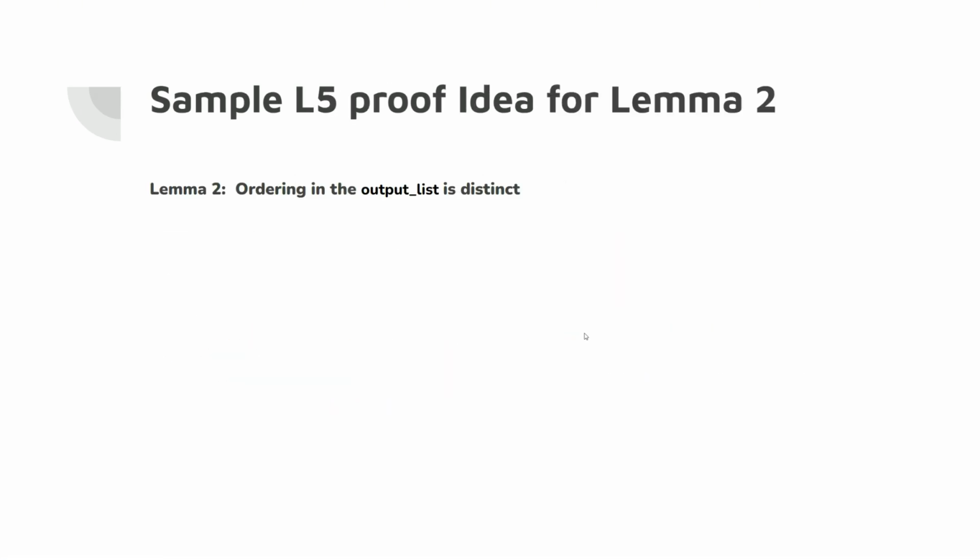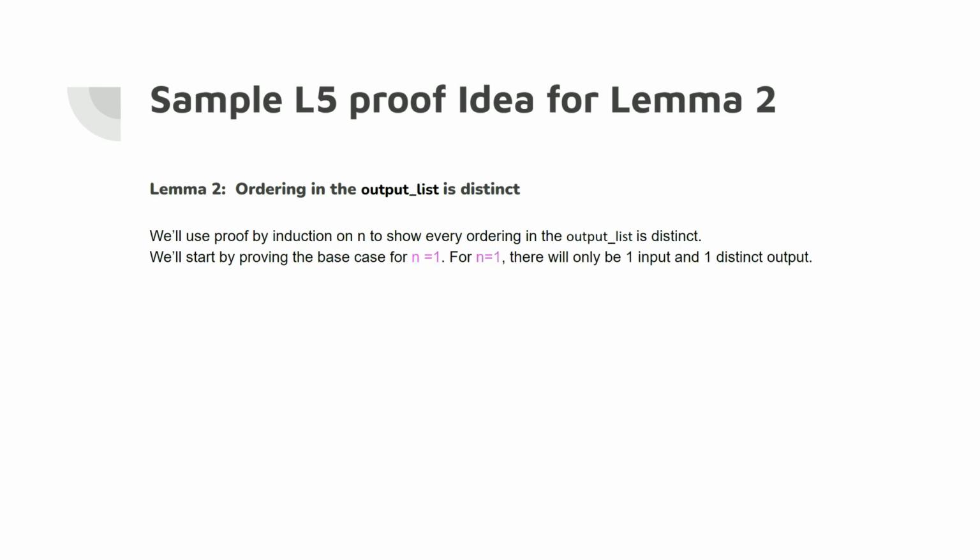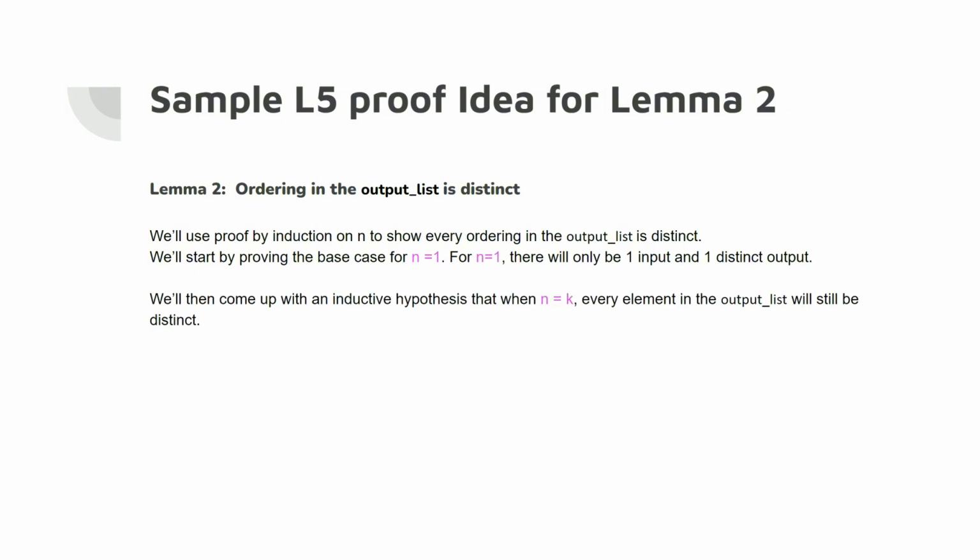Moving on to lemma 2. This is a sample L5 proof idea for lemma 2. We'll use proof by induction on n to show that every ordering in the output list is distinct. Starting off by proving the base case of n equals 1, only one element will be removed. Then an inductive hypothesis will be developed. When n equals k, every element in the output list will be distinct.